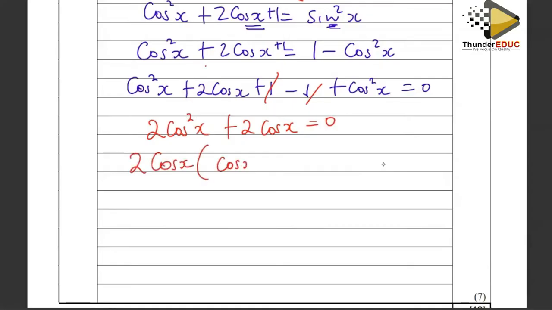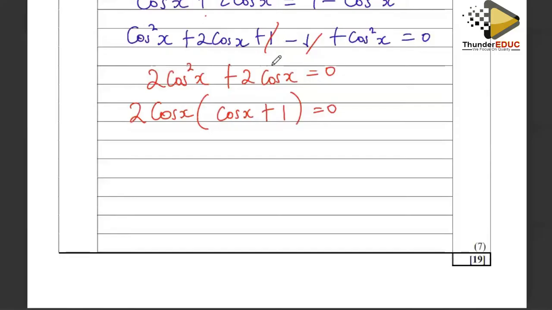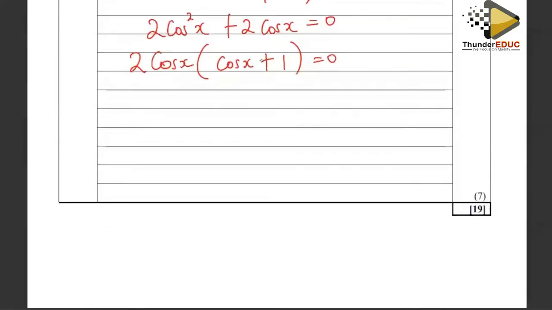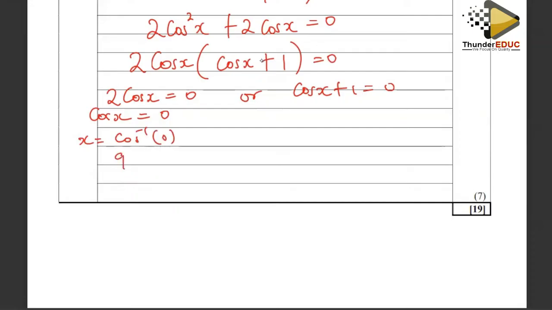I'll be left with just 2 cos x plus 1 is equal to 0. Okay, then we get into where people understand this better. So either 2 cos x is 0 or cos x plus 1 is 0. So meaning that here cos x is 0. What's the reference angle? The shift cos of 0 gives me 90.